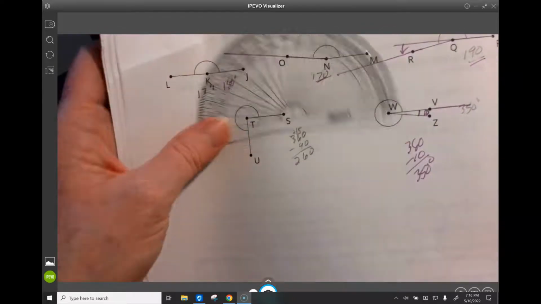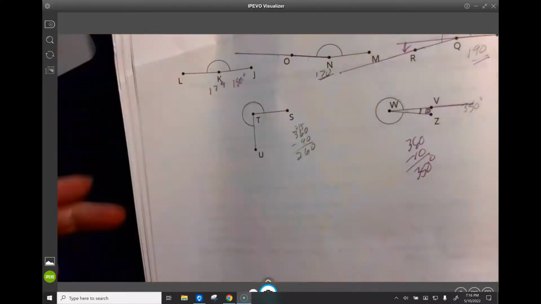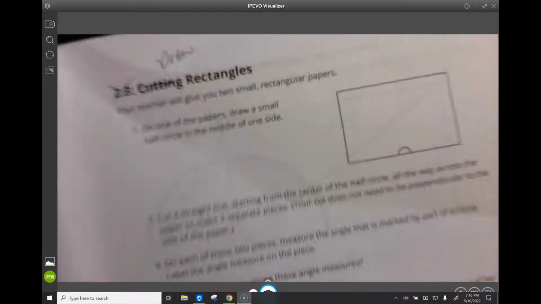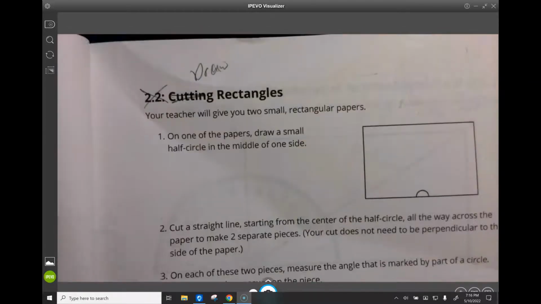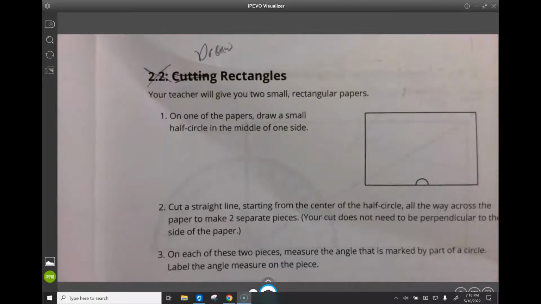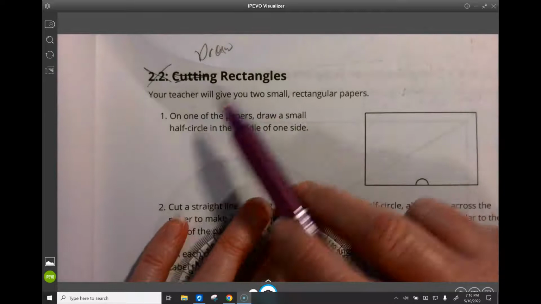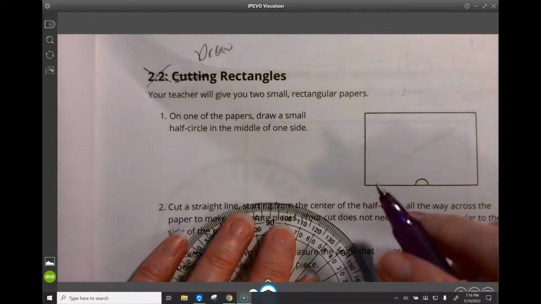Okay, so hopefully by now you've seen how a protractor works, because we're going to be using those on this next problem. Now this one says cutting. We're not going to cut because I'm not there with you, and we're not going to hand out scissors. So we're going to just draw. So it says your teacher will give you each 2 rectangular papers. Nope, we're not going to do that.